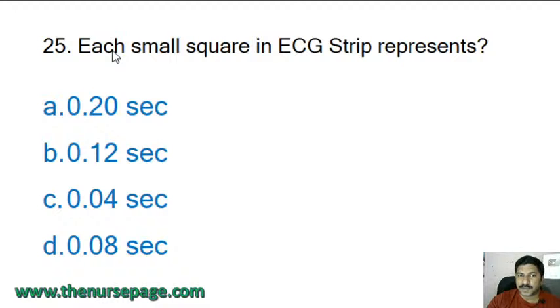Next question. I think this is also an easy question. Each small square in the ECG strip represents: 0.2 seconds, 0.12 seconds, 0.04 seconds, 0.08 seconds. 25th answer.